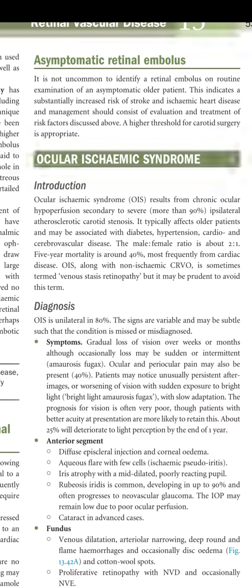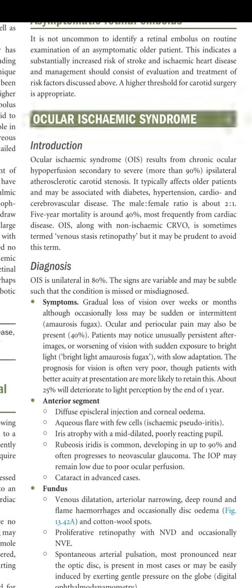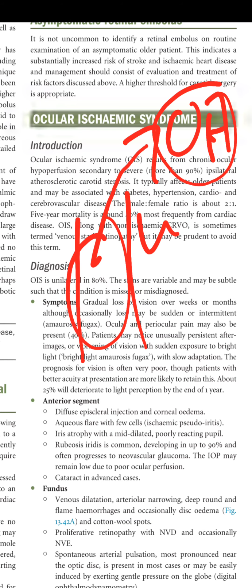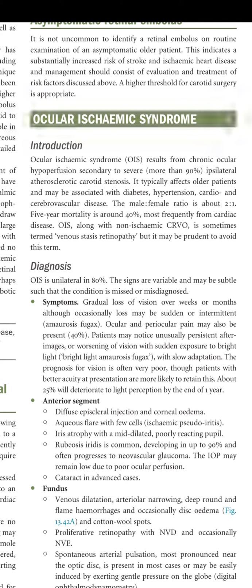Introduction. Ocular ischemic syndrome results from chronic ocular hypoperfusion secondary to severe, more than 90%, ipsilateral atherosclerotic carotid stenosis. So whenever there is a carotid stenosis, you know that the blood is not getting enough supply to the ophthalmic artery and there is a hypoperfusion of the eye. This results in ocular ischemic syndrome.